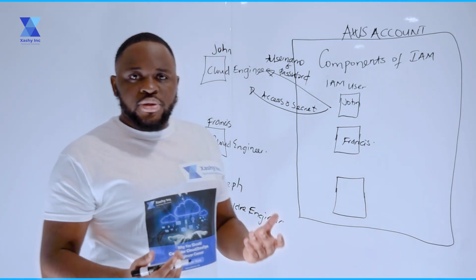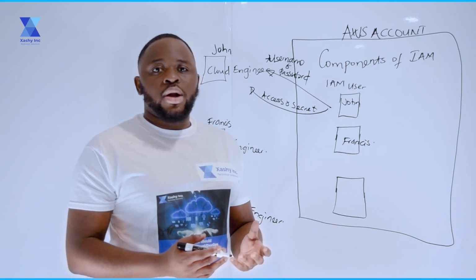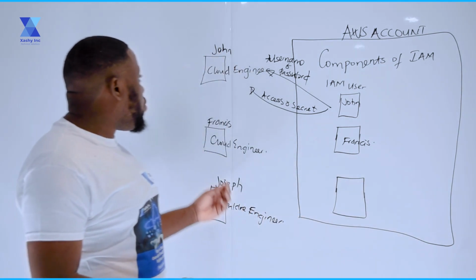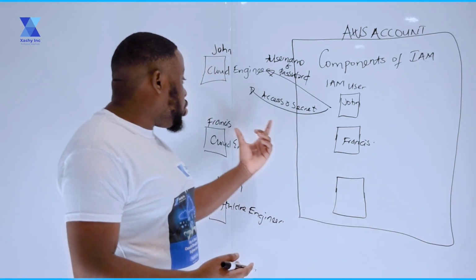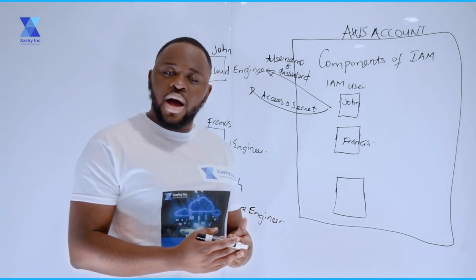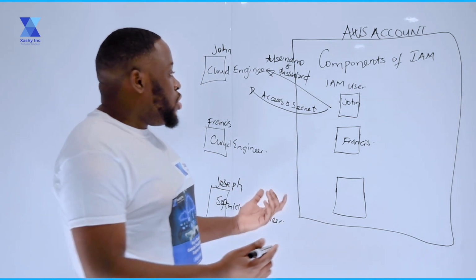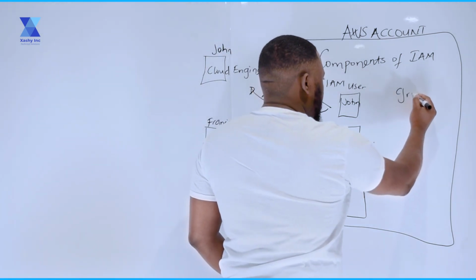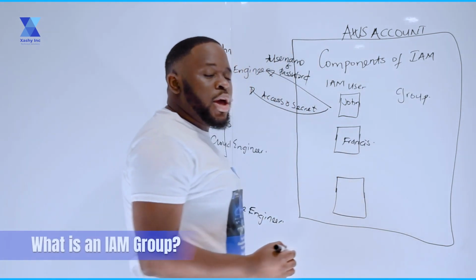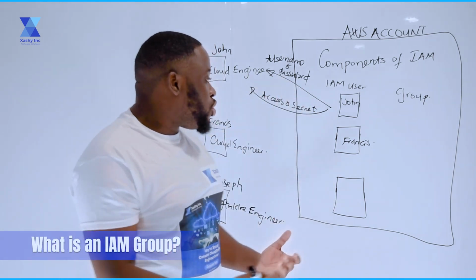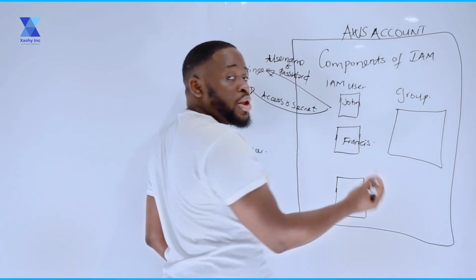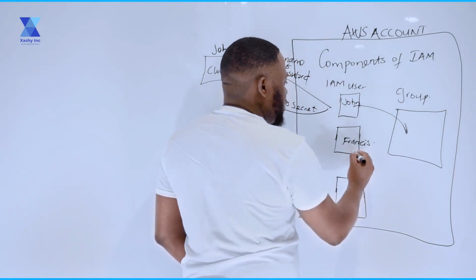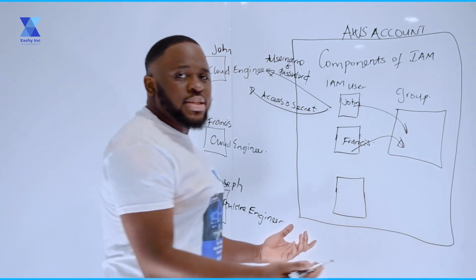When you have users carrying out the same function, you might not want to manage them individually. For example, in this scenario where you have John and Francis who are both cloud engineers, it definitely means that John and Francis might be doing the same thing. So for that scenario, you could make use of a group. A group is nothing but a container which you can simply use to manage your users. So you could have a group, and in that group, you could have your users. Why is this important?